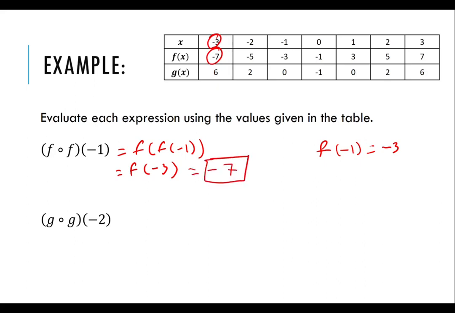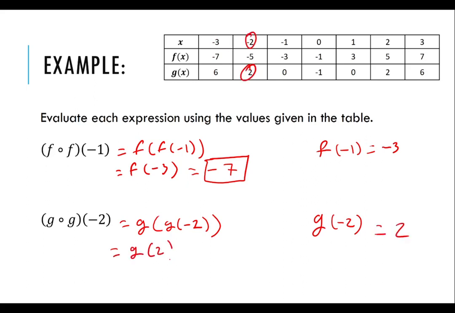That one's done. Then we have g of g of -2. So what is g of -2? That is 2. Then I've got g of 2. But let's find g of 2. g of 2 is 2. And so 2 is our answer.